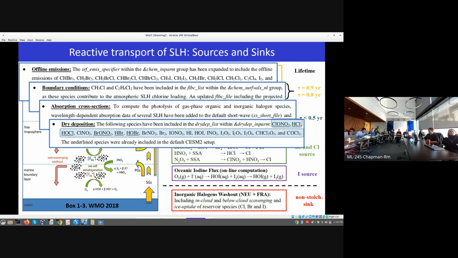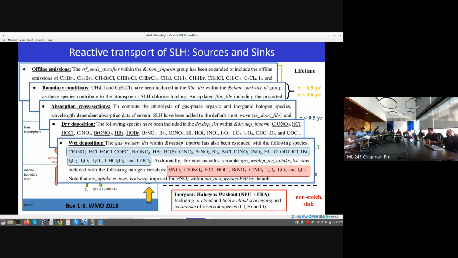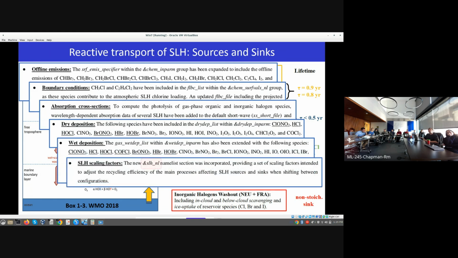We then also updated all the dry deposition schemes and extended all the underlying species initially considered in any chem, CAMCHEM standard mechanism, and all the underlying species are the new ones that we include in this scheme. And same for wet deposition. We use the NEO scheme, but also implemented for some of them the free regime approximation, which is a non-stoichiometric sink that is included in the chemical mechanism. And we also need to include some scaling factors to tune some of these recycling efficiencies in the model, which is now implemented.